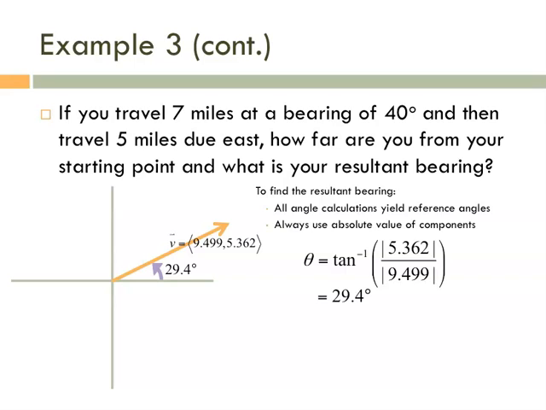This is 29.4 degrees, but it's asking you what the bearing angle is. Remember, the bearing angle starts at north, the positive y-axis, and rotates clockwise. So we are trying to find this angle here. Once you have it drawn, it makes it pretty easy to figure out what to do. In this case, we have to do 90 minus 29.4, which comes out to be 60.6 degrees. So our resultant bearing angle is 60.6 degrees.